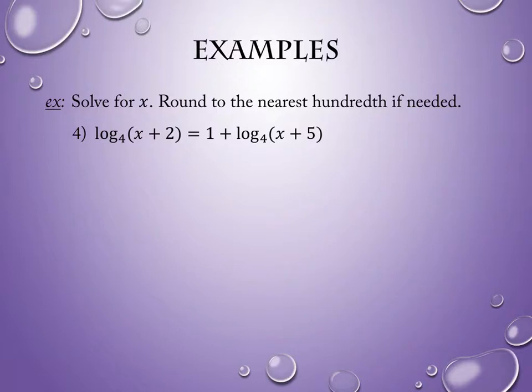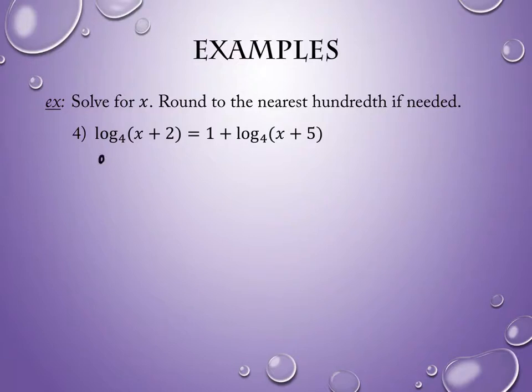All right, how is this one different than the one we did before? There's 2 logs, but they are on opposite sides. So what should I do? Get them on the same side and then combine them. Right, so it doesn't matter which direction we move it, but since we've already got the one on the right-hand side, we might as well move the logs to the left.